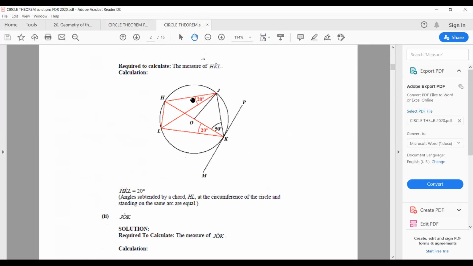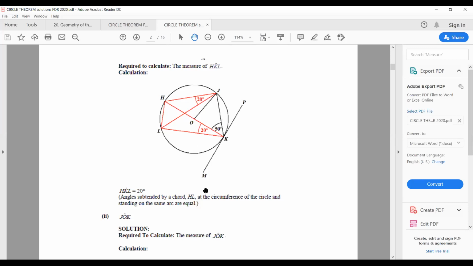So if this is 20 here, and they were given it as 20, that means that here has to be 20 as well. You understand? Everybody understanding? Okay. And can everybody tell me which theorem that is? That'll be theorem 4. Correct. Theorem 4. All right?